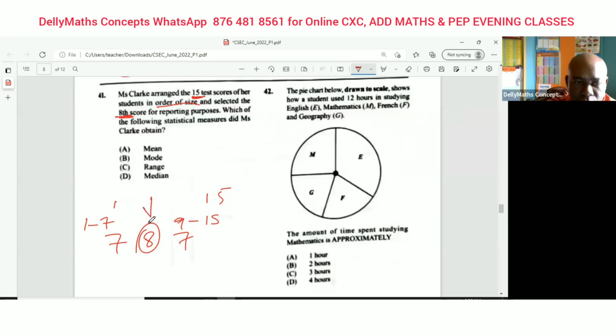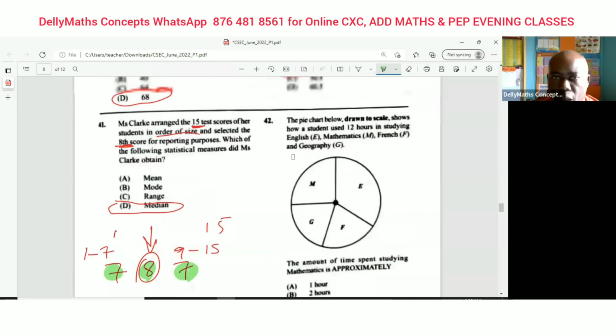So 8 is in the middle. That's what we're saying, the middle. So it's the median that she actually found, the 8th. So the middle of 15, we're saying that 7 is on one side and 7 on the other side. The 8th term is your median, right?